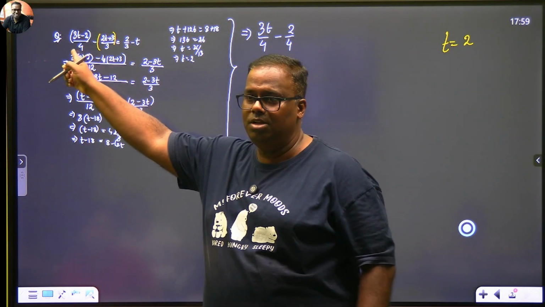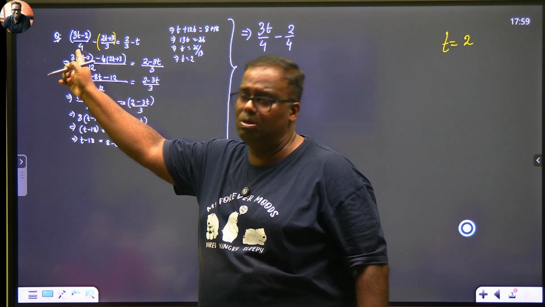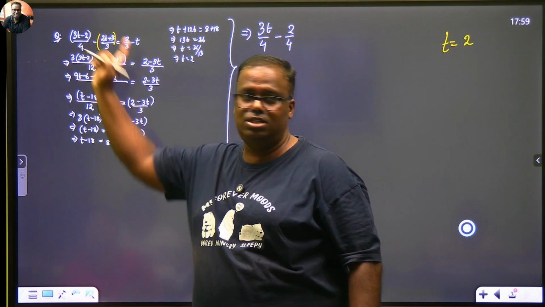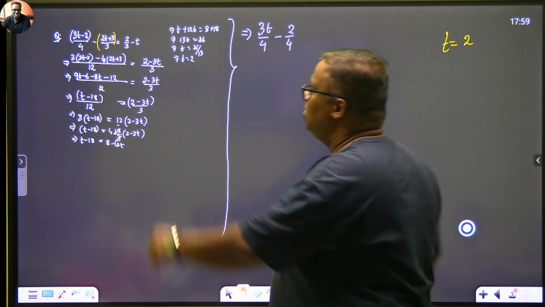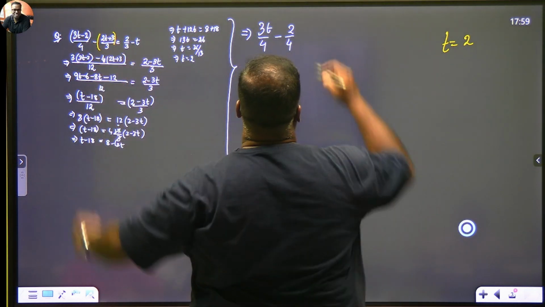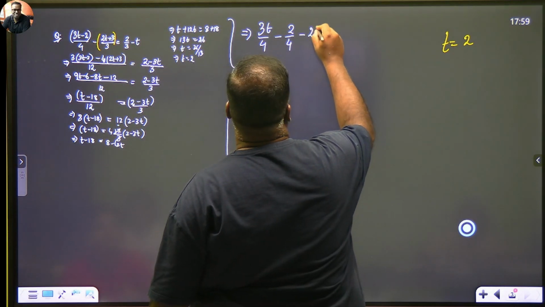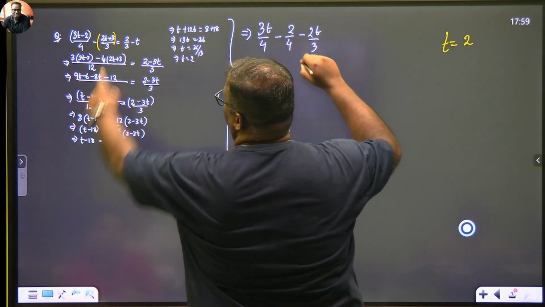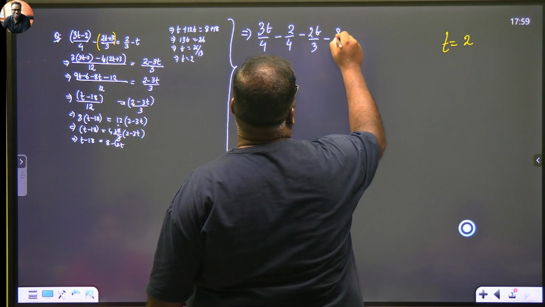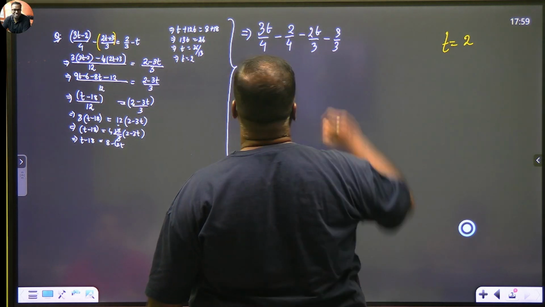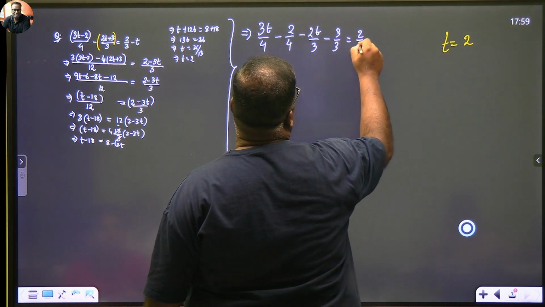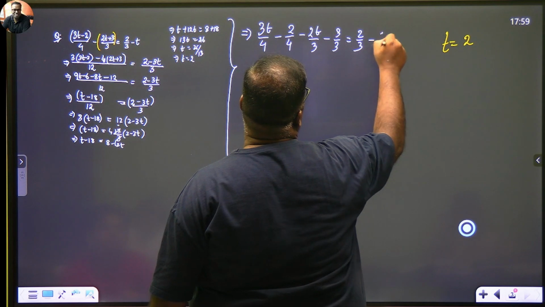4 common है ना? 4 is like ancestral property. Brother also gets, sister also gets. Then you have got a negative. Multiply the negative. So it becomes negative 2t by 3, and then negative 3 by 3. Then on this side you have got 2 by 3, and then you have got a minus t.